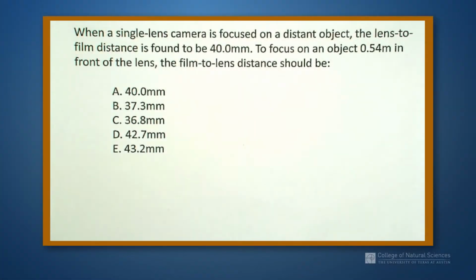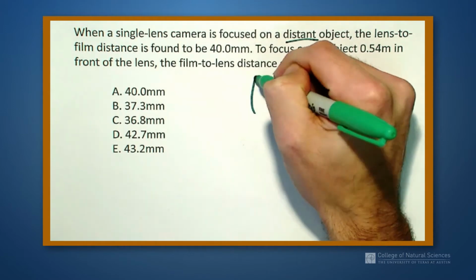So this question has a lot of words in it, and it's actually not that bad of a problem. They just hide a lot of the information on you. So let's look at this problem. It says when we have a single lens camera and it's focused at a distant object, and underline the word distant, the lens to film distance is found to be 40 millimeters. We now want to focus on an object that's a little over 1/2 meter in front of the lens, and we want to know what the new film to lens distance is.